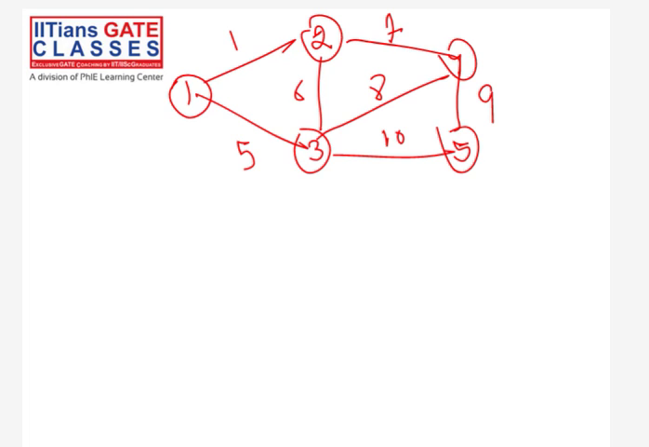Now if you want to start with 1, you assign the value 0 to this particular node, and all of the others you assign as infinity.